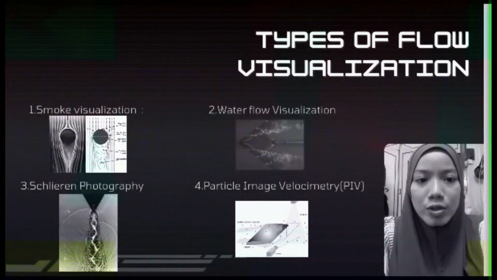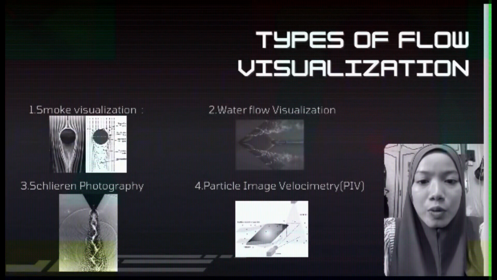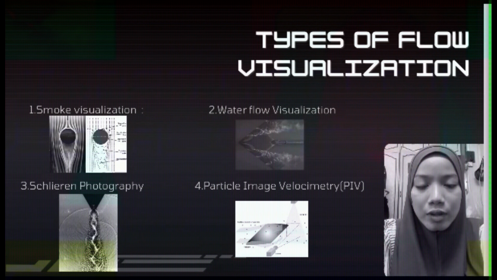Types of flow visualization. First, smoke visualization. Second, water flow visualization. Third, schlieren photography. And fourth, particle image velocimetry.